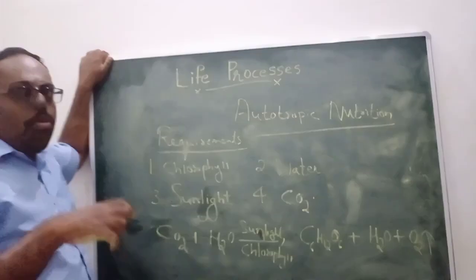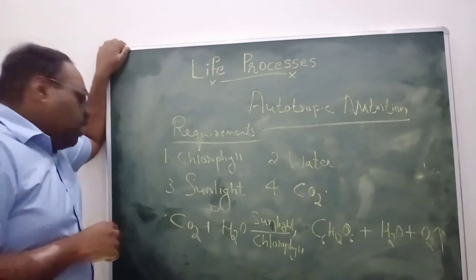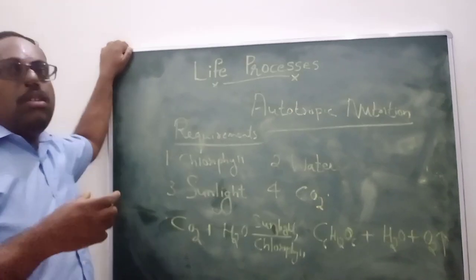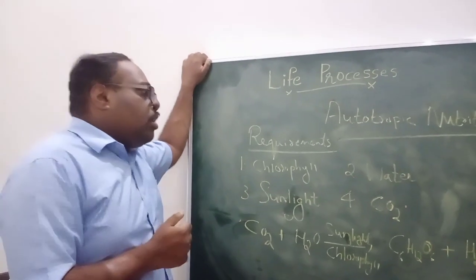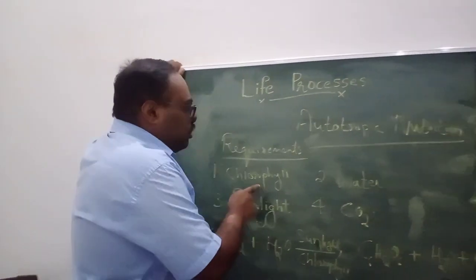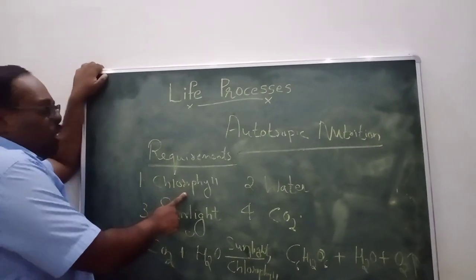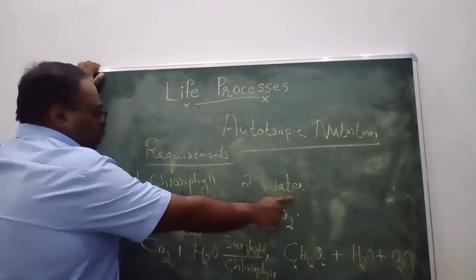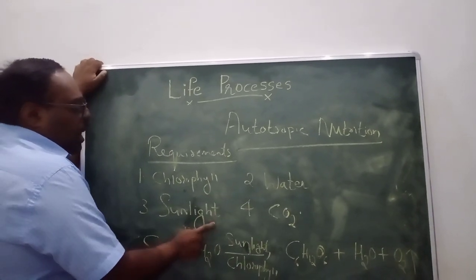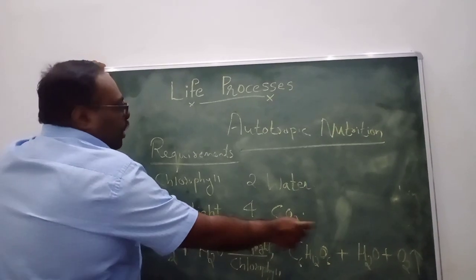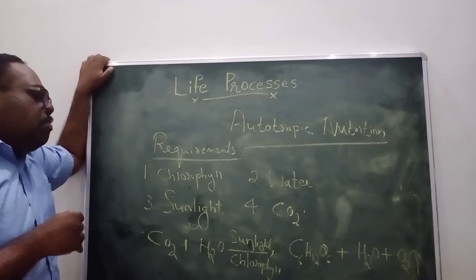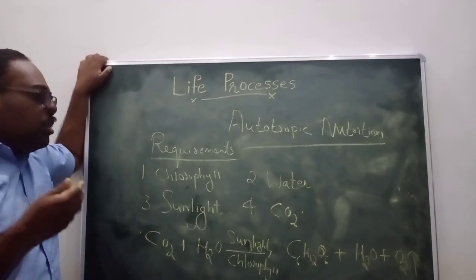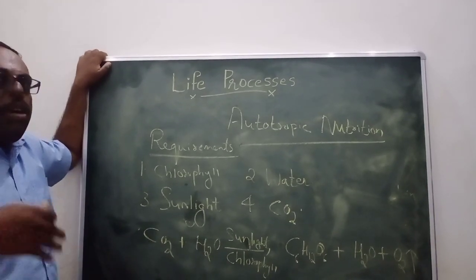That means what is naturally available to the plant and how they produce food from that. The requirements are: one is chlorophyll, the second is water, third is sunlight, fourth is carbon dioxide. These are the main components required for producing the food that is required for the world.